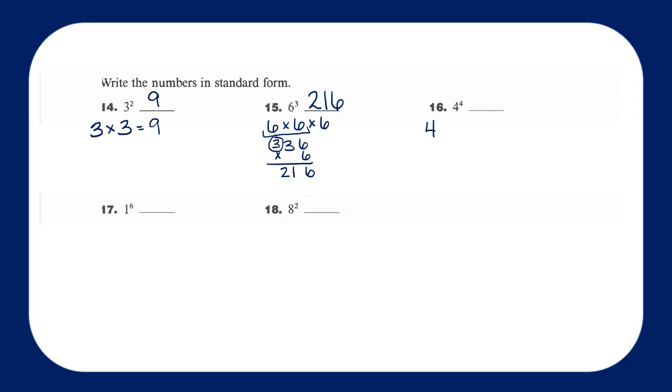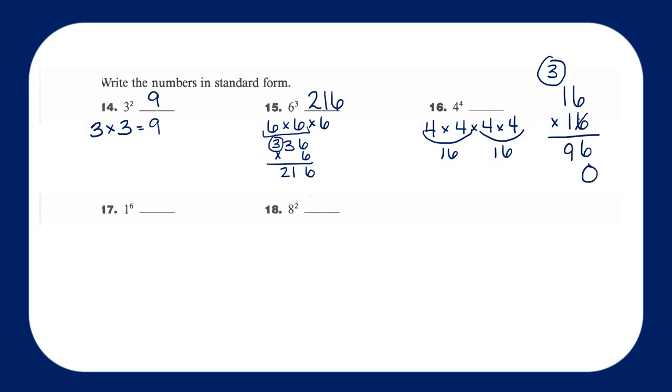Question 16 is 4 times 4 times 4 times 4. 4 times 4 is 16. 4 times 4 is 16. So my problem will be 16 times 16. 6 times 6 is 36. 6 times 1 is 6 plus 3 is 9. I add a 0. I'm done multiplying with a 6. 1 times 6 is 6. 1 times 1 is 1. I add 6 plus 0 is 6. 9 plus 6 is 15. Carry the 1. 1 plus 1 is 2. So my answer is 256.